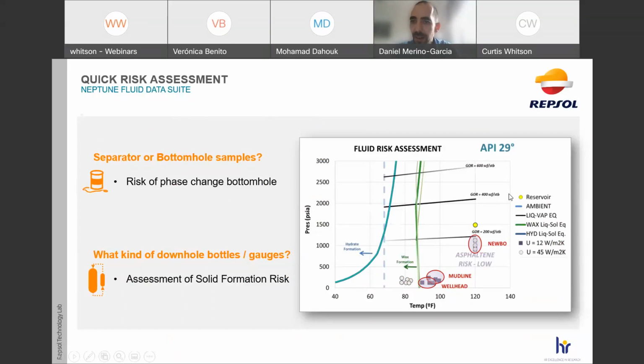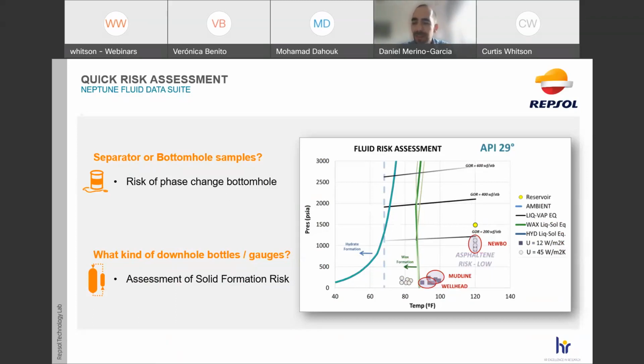For example, here, we're estimating that due to the GOR expected, we're probably going to have either a gas cap or a saturated fluid. So you would not recommend bottom hole sampling for your PVT studies. You would go for separator sample. But at the same time, we're seeing that the wellhead sample, sorry, that surface sample may be in the limit of having risks of wax formation.